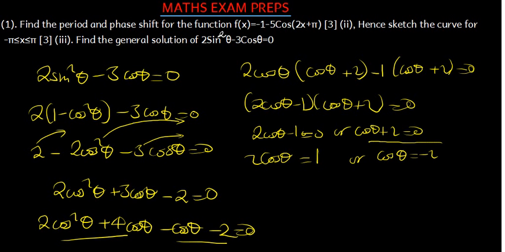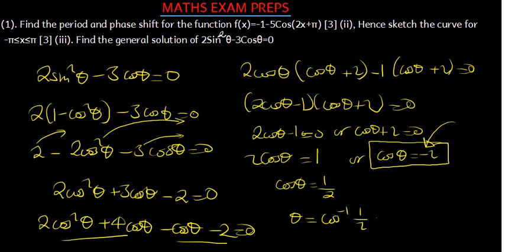So for this one, we can't solve it. A cosine graph only alternates between 1 and negative 1, so it can't go beyond negative 1, so this one can't be solved. So we concentrate on this one. So dividing by 2, that will give us cos theta is equal to 1 over 2. So to remain with theta, we're going to take the cosine inverse of 1 over 2. The cosine inverse of 1 over 2 is 60 degrees, which we can also give in radians, that is pi over 3.